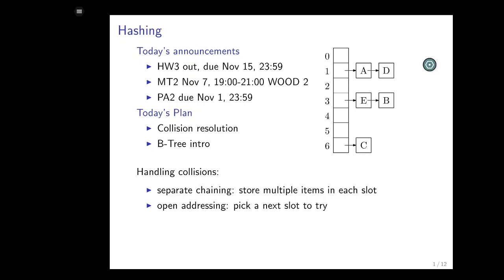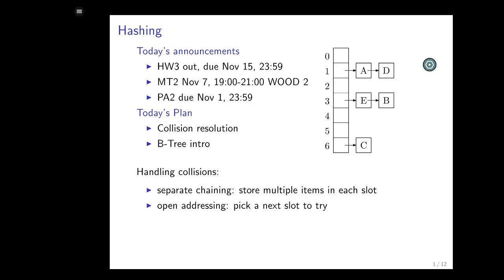Today's plan is to talk about collision resolution for hash functions, because we realize that we can't prevent them, we have to resolve them somehow. And then we'll talk about introducing B-trees, the next data structure we'll talk about. But before we do, we have to warm up.